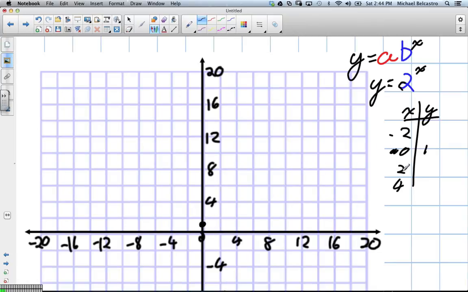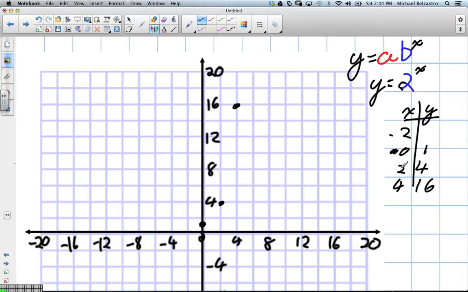Okay. When x is 2, well, 2 to the power of 2, that's 2 times 2, that's going to give us 4. So when we're at 2, we're at 4 here. And when it's to the power of 4, I think it's going to give us 16. That's right. Power of 4 is going to be 16. Anything outside of that would be too high. Which takes us to negative 2.